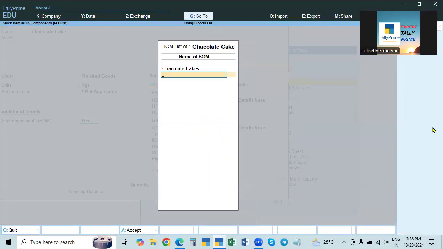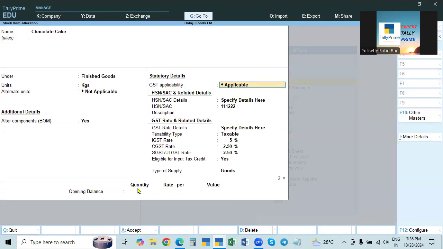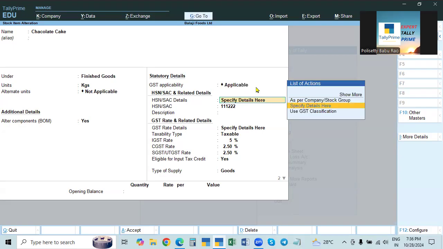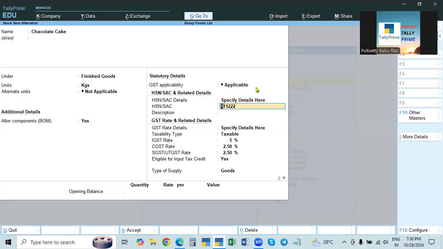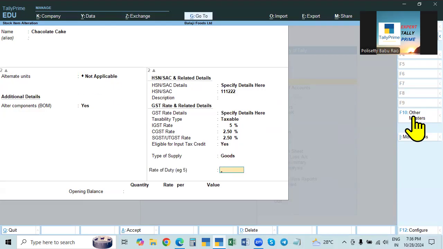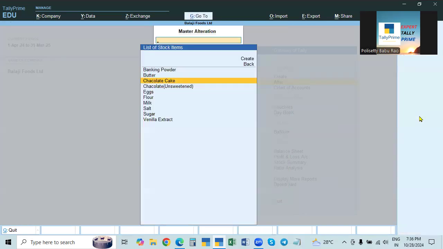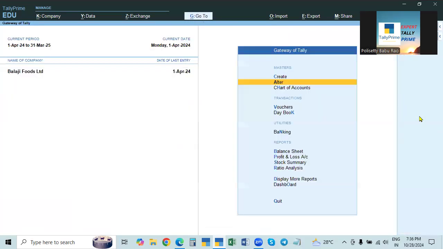So we completed the bill of material. Then come to this side. Tax applicable. This is taxable. It is a finished good, that's why I'm giving different things. 111, 222 is the HSN code. Since it is also a food item, we are giving 5%. For this, there is no alternate unit, so there will be no reporting unit. It will be recorded in the main unit only. Accept. After completing this, now we will go to the voucher.